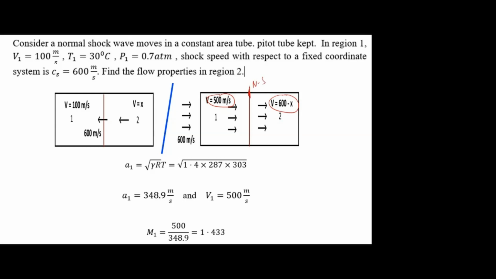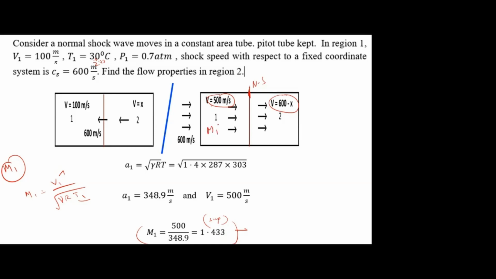So the first step is to find the Mach number. Once you know the Mach number, you can find all other properties. From the velocity, they are finding M1: V1 by root of gamma R T1. The velocity is given as 500 and the temperature is given as 30 degrees Celsius. You have to convert that into Kelvin. From that, I'm getting M1 is 1.433, a supersonic Mach number. Is that clear?